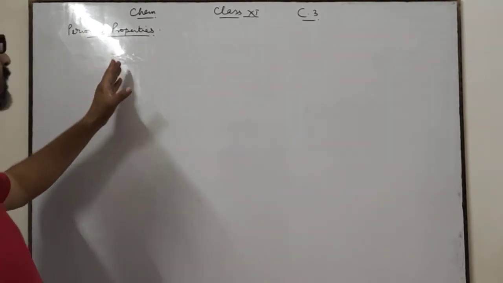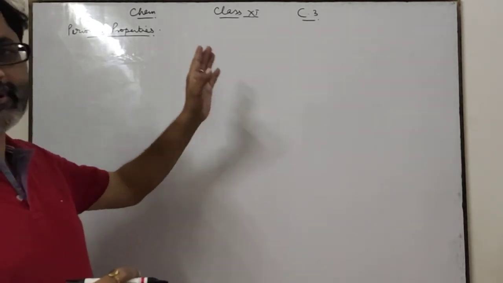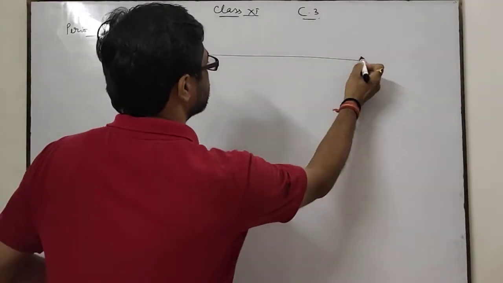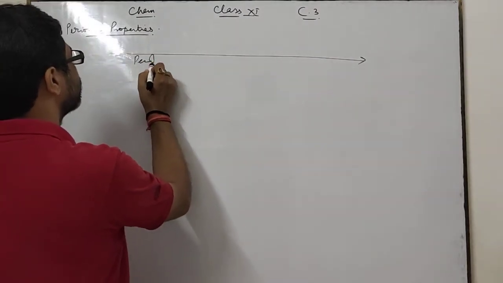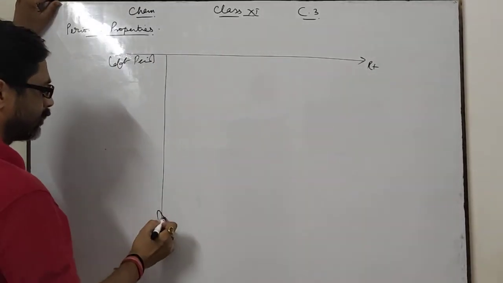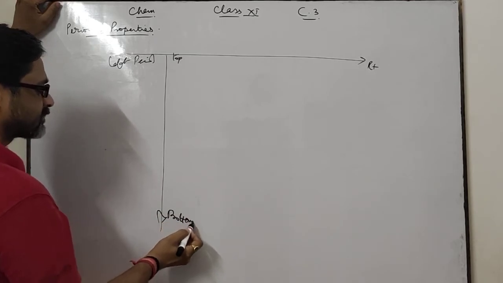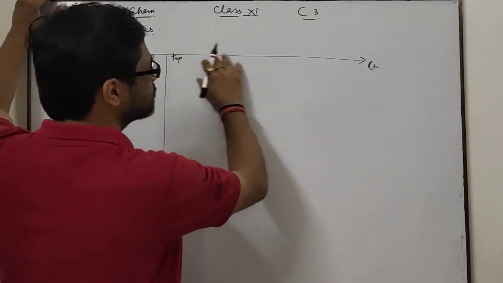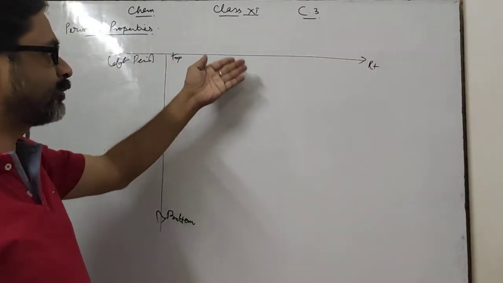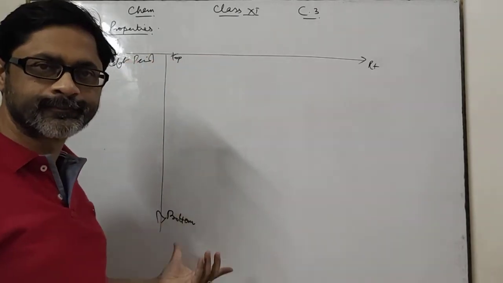What are periodic properties? Those properties of elements which get repeated within a period and within a group. Means those properties which vary within a period from left to right and within a group from top to bottom. These properties vary regularly, means either decrease or increase within a period, and in the same way this property gets repeated in another period or another group.